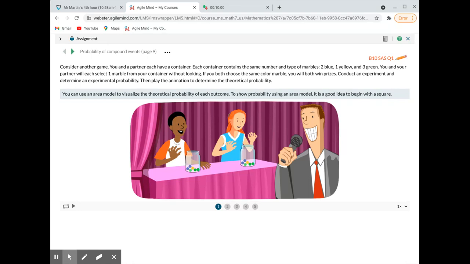So, looking at page 9, Devin, if you don't mind, go ahead and read that for us, and then we're going to answer some questions. The whole thing, or it's highlighted?